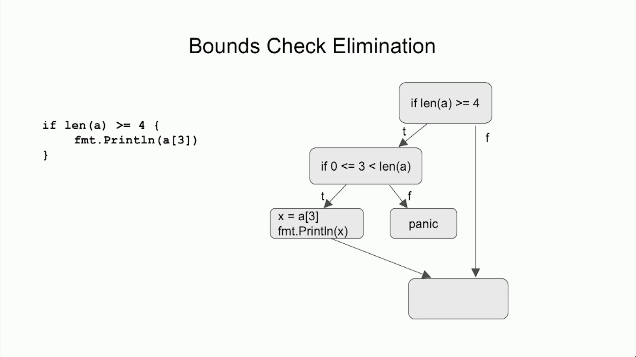And so we can go ahead and delete those two blocks altogether and all the code that's in them. They're not needed. We know that the bounce check is going to pass, and we can bypass that whole check and the panic. We don't have to generate the code for it, and so on.